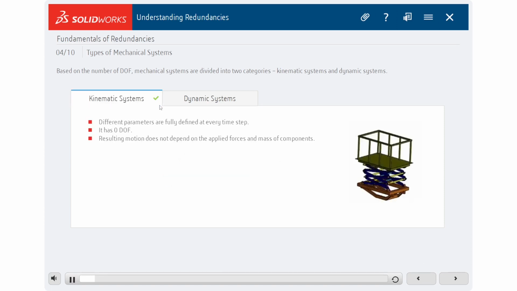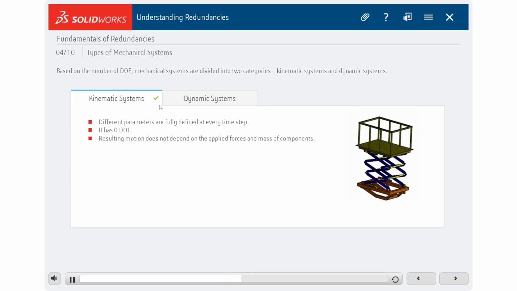Kinematic systems are fully defined systems, which means that different parameters, like displacement, velocity, and acceleration, of each and every component of the system are fully defined at each time step. Therefore, this type of system has 0 degrees of freedom. For such a system, the resulting motion does not depend on the applied forces and mass of components.